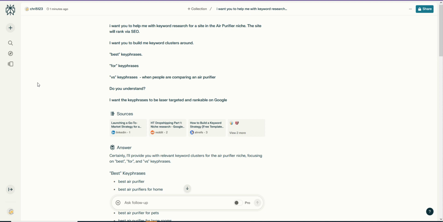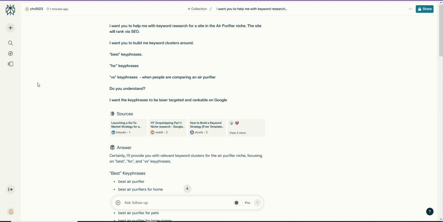This is the prompt that you want to use for your niche, and it goes like this. I want you to help me with keyword research for a site in the air purifier niche. Obviously replace that with your niche. The site will rank via SEO. I want you to build me keyword clusters around best key phrases, for key phrases, versus key phrases when people are comparing an air purifier. Do you understand? It's good to say that in the prompt. And then I want the key phrases to be laser targeted and rankable on Google. So you can expand on that, but that will give you some great starting points for key phrases.